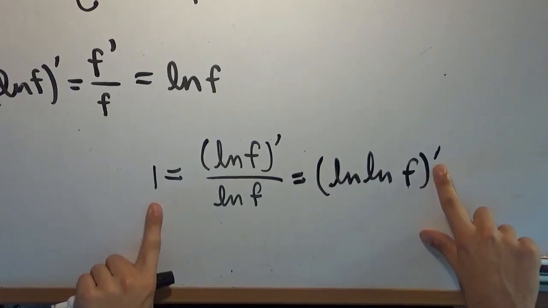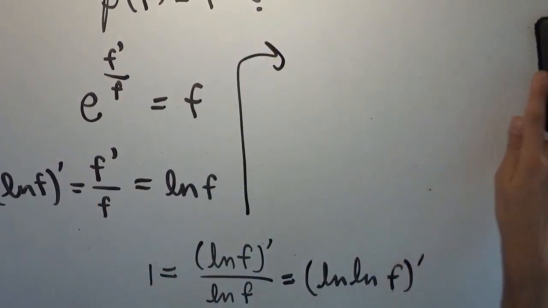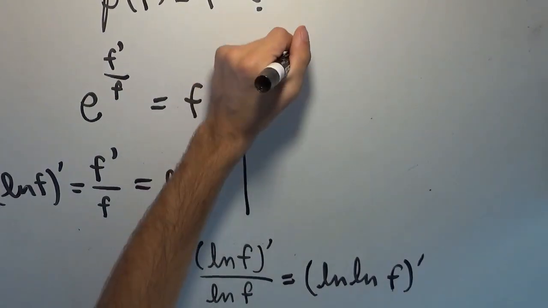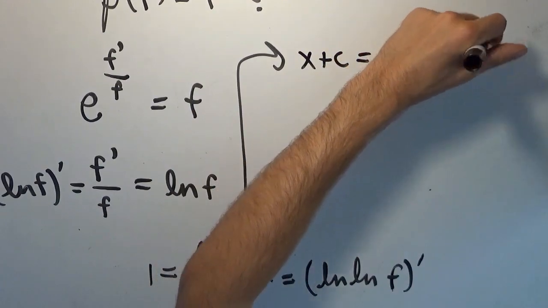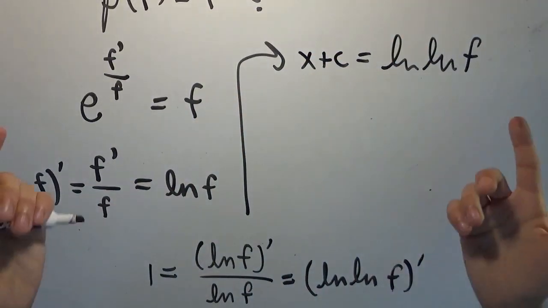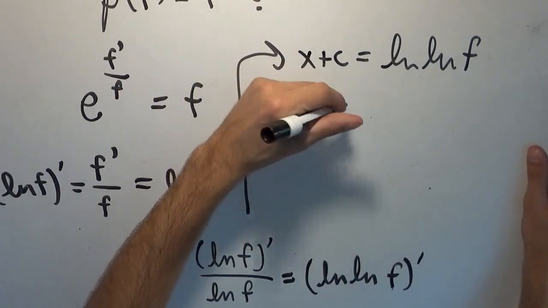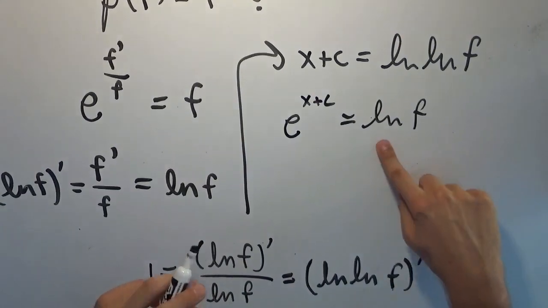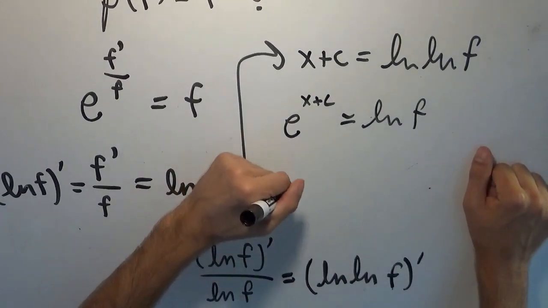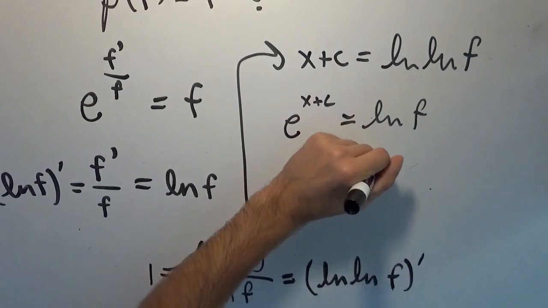And now to solve for f, we just need to integrate both sides. We get that x plus some constant is equal to the log of f. Now we just need to raise e to both sides to cancel the log, and we have e to the x plus c is equal to the natural logarithm of f. And to get at f, we need to raise e to both sides one more time, and we get that f is equal to e to the x plus c.